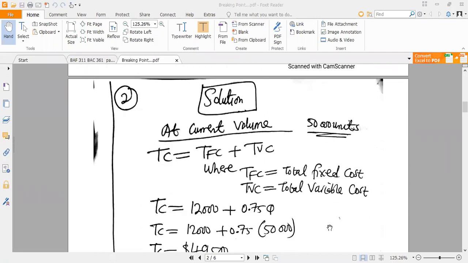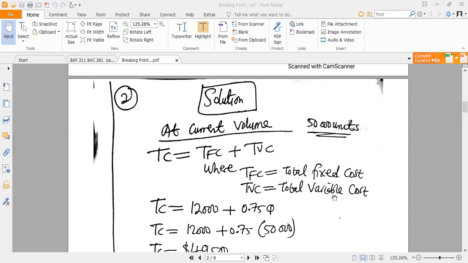Let's look at the current level. At the current level, we are producing 50,000 units. So what will be our total cost? Total cost at the current volume will be TFC, the total fixed cost, plus TVC, the total variable cost.